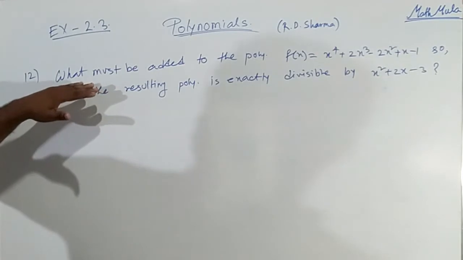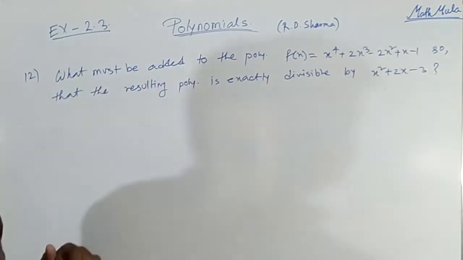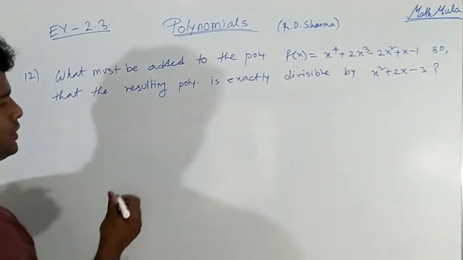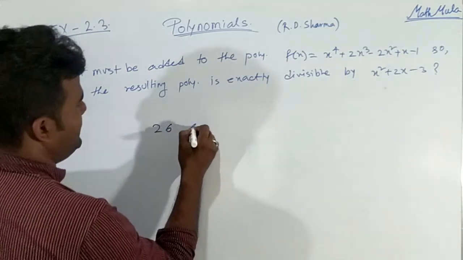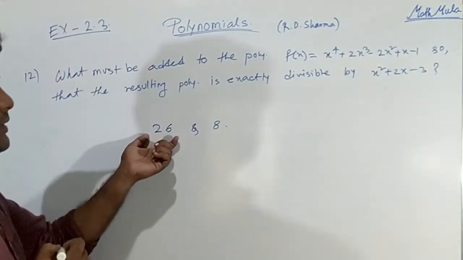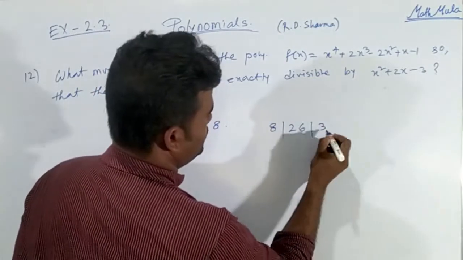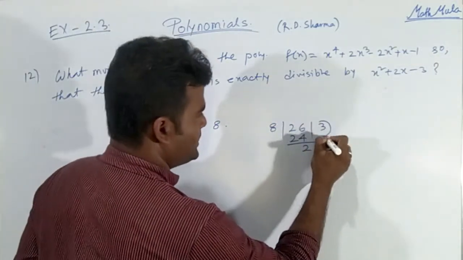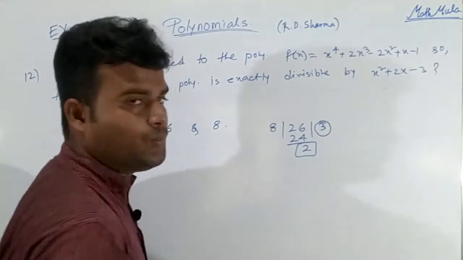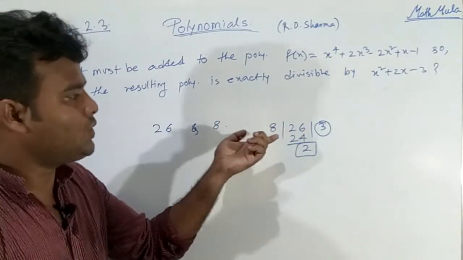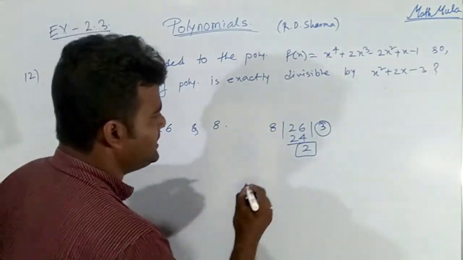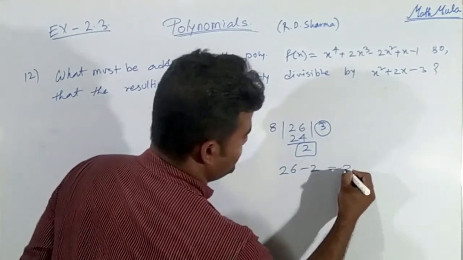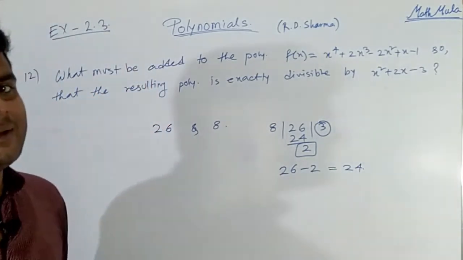But the question is, what should be added to the polynomial? So you have to add something with this polynomial, not subtract it. Now look at the numbers 26 and 8. If we divide 26 by 8, the quotient will be 3, that is 24, and the remainder 2. Now look, the quotient is 3 and the remainder is 2. Now 26 is not exactly divisible by 8, but if we subtract the remainder from the dividend, this is 24. Now 24 is exactly divisible by 8.